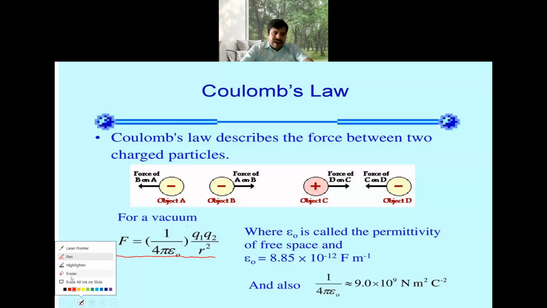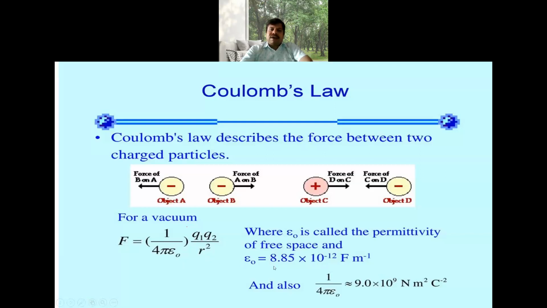So whenever the two charges are like charges, then the force is repulsive in nature. Whenever the two charges are opposite in nature, that is unlike charges, then there will be an attractive force between the two charges. Here Q1 is the first charge, Q2 is the second charge, R is the distance between the two charges, and epsilon naught is the permittivity of the free space.